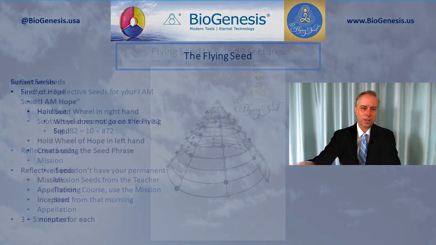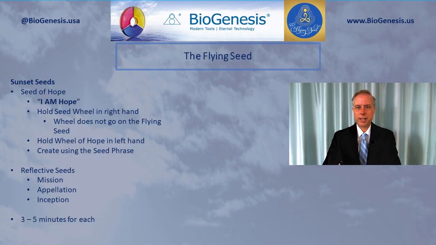So our sunset seeds, just a recap. We have the seed of hope. We find it using the moon wings every single evening, and we use the intent, I am hope. Then we take the wheel for that seed, hold it in the right hand. We take the wheel of hope that would normally be sitting next to the flying seed, and we hold it in our left hand. We create using the seed phrase for that seed of hope. Then we put the wheel of hope back next to the flying seed.